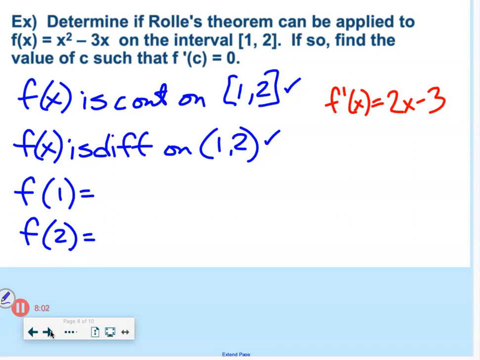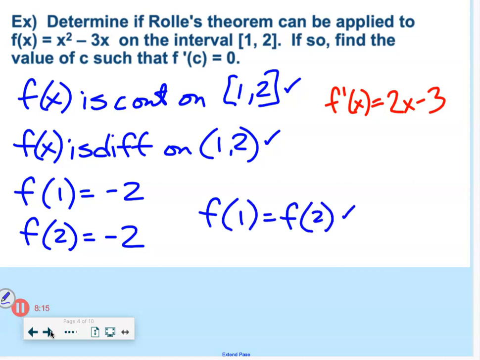Okay. Alec, what'd you get? I got -2. For both of them? Yep. That means that our third check works. So we'd write f of 1 equals f of 2. Check. Check, check, check. Three checks, Rolle's theorem applies. So we'd say, therefore, Rolle's applies.